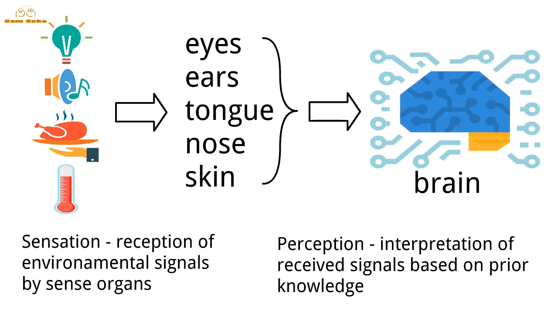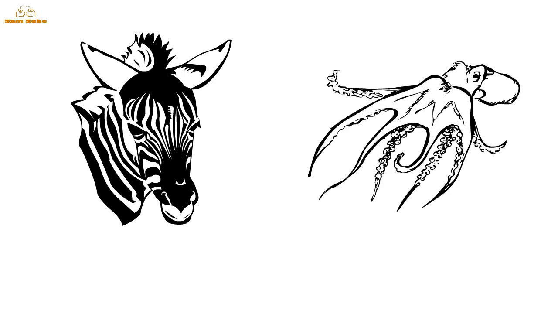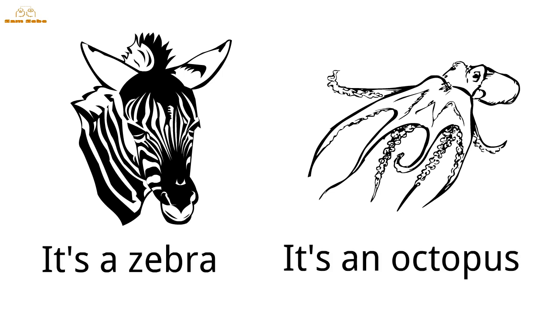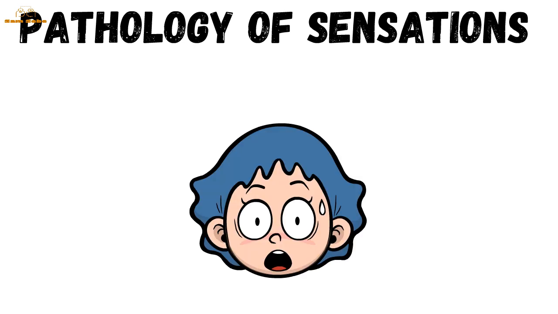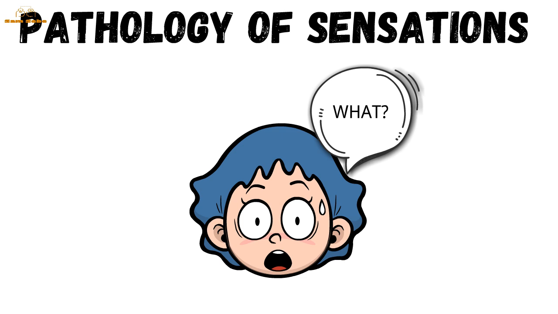For example, when looking at these pictures, at first, our eyes receive information about the colors, contours, and shapes of these objects. That is sensation. After having received the information, our brain then interprets it based on our previous knowledge, making us able to consciously recognize a zebra and octopus. That is perception. In some neurological and psychiatric disorders, sensation and perception may become significantly impaired, making it difficult to understand and interact with the environment in the appropriate way.